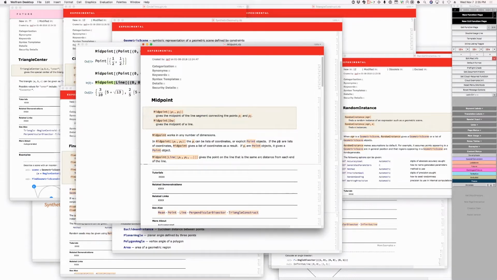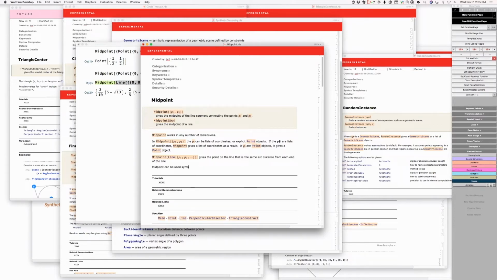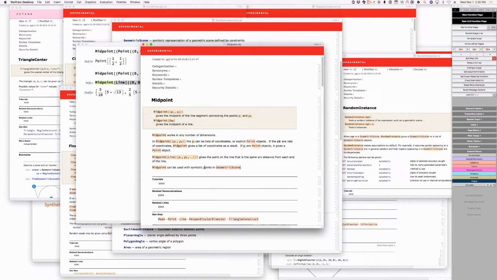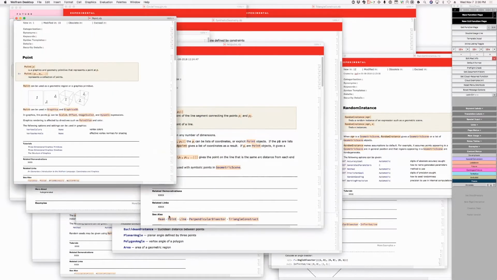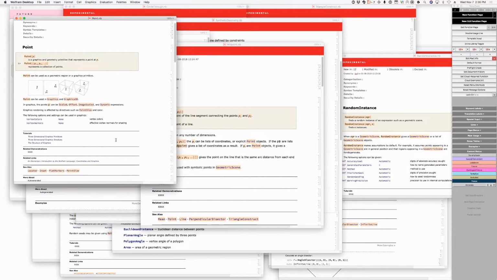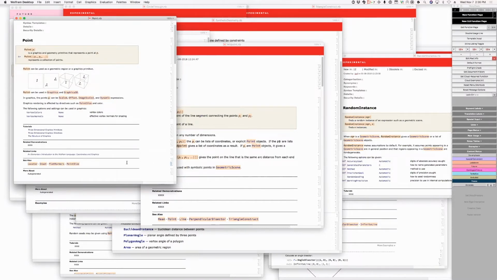Okay, now we can say midpoint can be used with symbolic points in geometric scene, unless you have another wording for this. Is that right? That's correct. That sounds good. So we're going to have to replicate that in other places. Okay, so here, mean has an awful lot of stuff. Midpoint, we already put midpoint on that page. Okay, point. Wow, point doesn't get very much. That's really weird that point has so little.